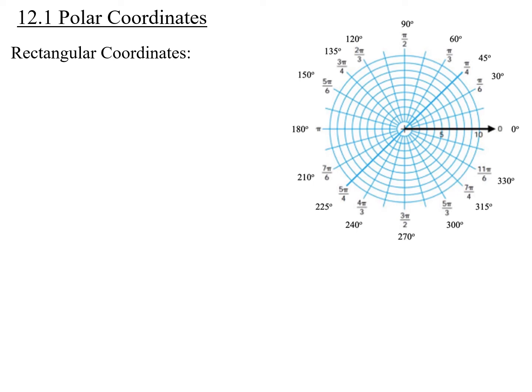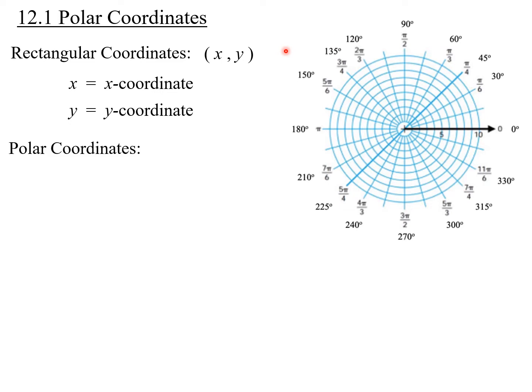Okay, this section is about something called polar coordinates. Now we are familiar with rectangular coordinates. They have coordinates x and y, where x represents the x coordinate and y represents the y coordinate. Well, polar coordinates are a little bit different. We have two values, but they're called r and theta. r represents the radius from the origin, and theta represents the angle as measured from the x-axis.